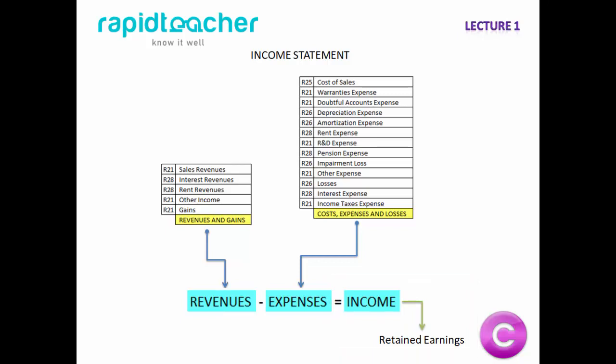The assets on the balance sheet generate revenues and gains. For example, inventories are sold to generate sales revenues, an investment property is leased to generate rental revenues, or an old equipment is disposed for a gain. In generating revenues, the company incurs costs and expenses.